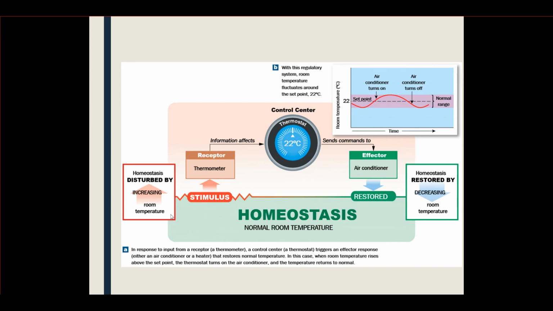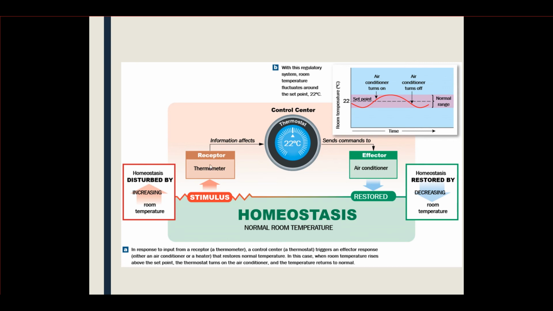And let's just say it starts to get hot in the house. So temperature is going to start to go up. Maybe the sun is shining, your windows are closed, and the house starts to get warm. So now homeostasis is disturbed. It's getting too hot. So we said before, we need a receptor. Probably in your hallway, most people have a thermometer. That is the receptor. That is what is monitoring the temperature change.